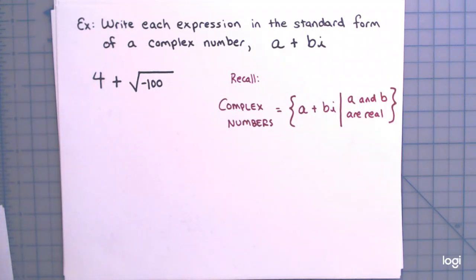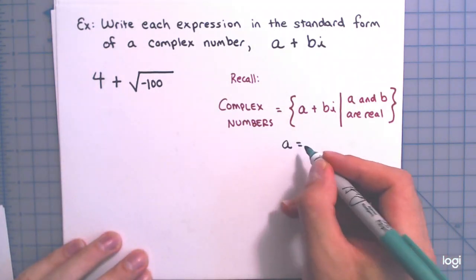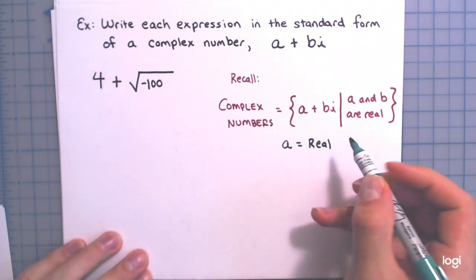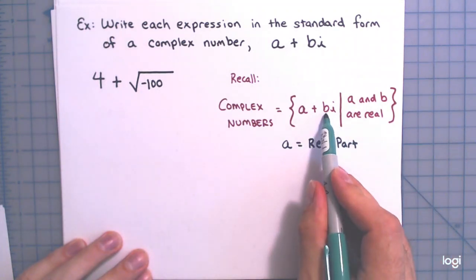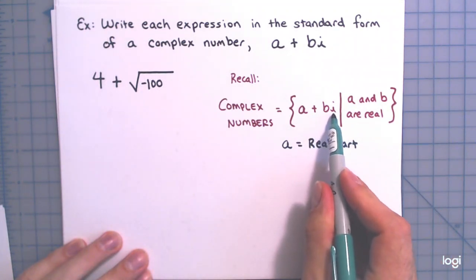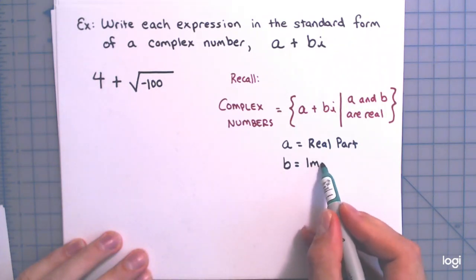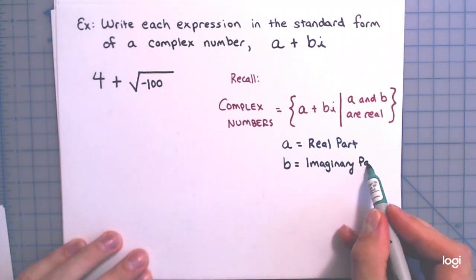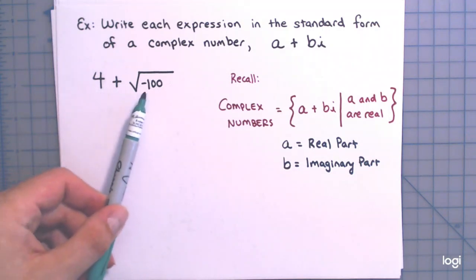All right, and then very often too, this number a is called the real part of a complex number, and the number b that's attached to the i, the imaginary unit, is very often called the imaginary part of the complex number. All right. So look at what I have up here.